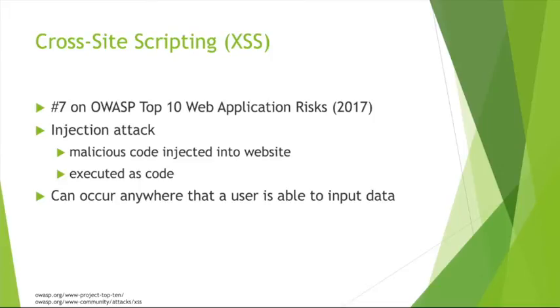Cross-site scripting, abbreviated XSS, since the CSS acronym was already taken by cascading style sheets, is currently the number 7 vulnerability in the OWASP Top 10 Web Application Risks from 2017. We're expecting a new list this year or next, but XSS will likely still feature prominently on it.